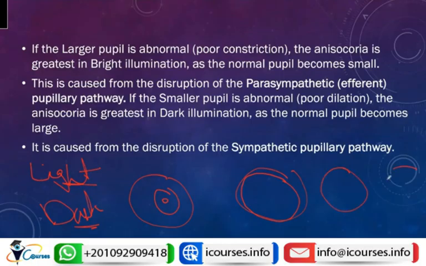On the other hand, if we have again both eyes and we have anisocoria, so there is a small pupil and there is a large pupil, and we put the patient under dark condition, and the anisocoria becomes more manifest or more increased. This means that the larger pupil has become larger, and that the smaller pupil is the abnormal one. So the smaller pupil did not dilate in the dark because it has a lesion, maybe involving the sympathetic pathway.